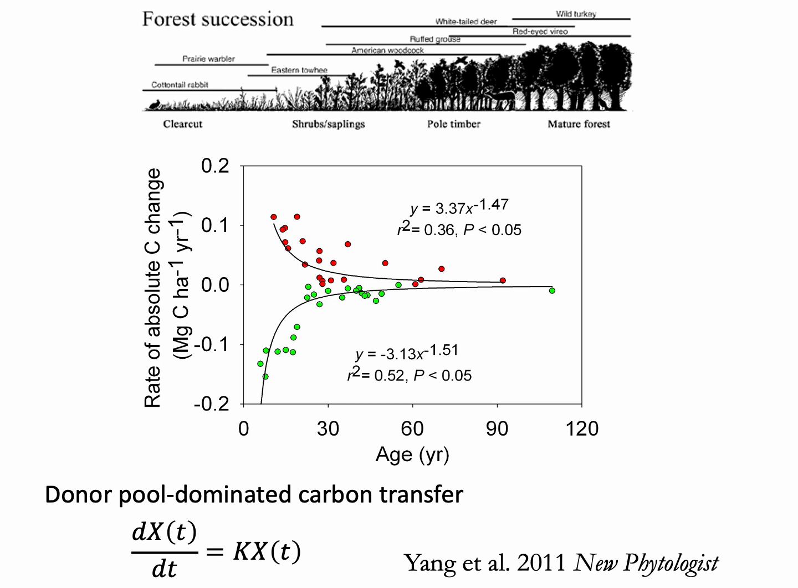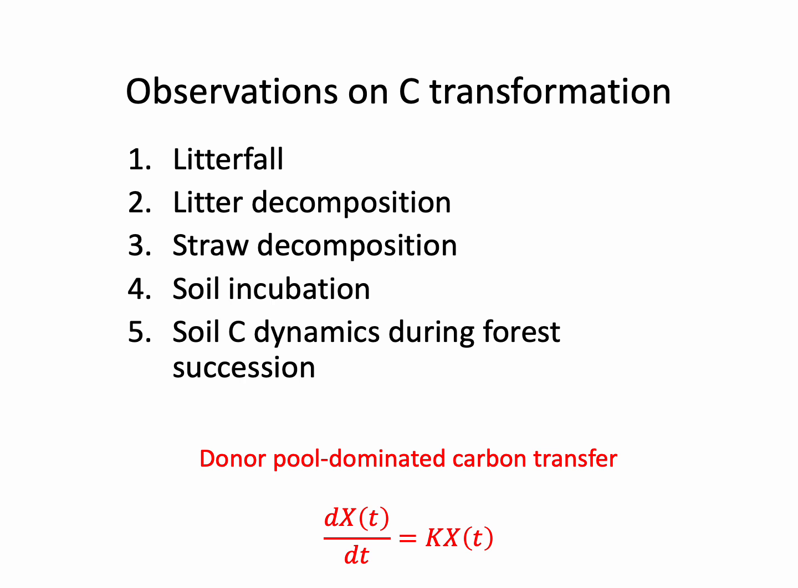In addition, Yuanhe Yang synthesized more than 124 studies with 2,400 data points of soil carbon dynamics along forest succession. During secondary succession, some forests gain carbon, some lose carbon. In either case, carbon dynamics still can be described by the donor pool-dominated carbon transfer. So far, I have shown you data sets from 6 types of processes. Thousands of data sets all confirm a macroscopic pattern: the donor pool-dominated carbon transfer equation can adequately describe all carbon transfer processes.